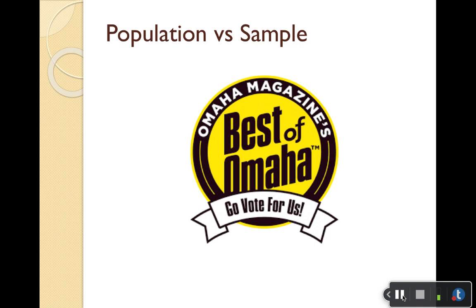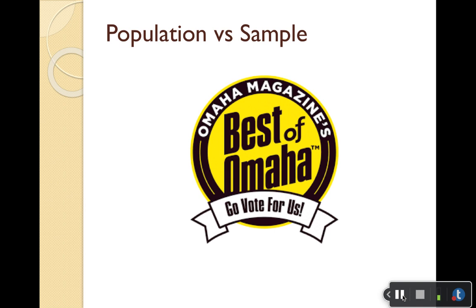To add another dimension to it, a lot of times there's incentives to voting. So either a business might give away a free appetizer in exchange for you voting, or even Omaha Magazine themselves will give away some prizes in exchange for your votes. So although it's kind of a fun contest and fun to have these bragging rights, from a research perspective, you can see how this sample of voters in this Best of Omaha contest may not be representative of the whole Omaha, Nebraska population.